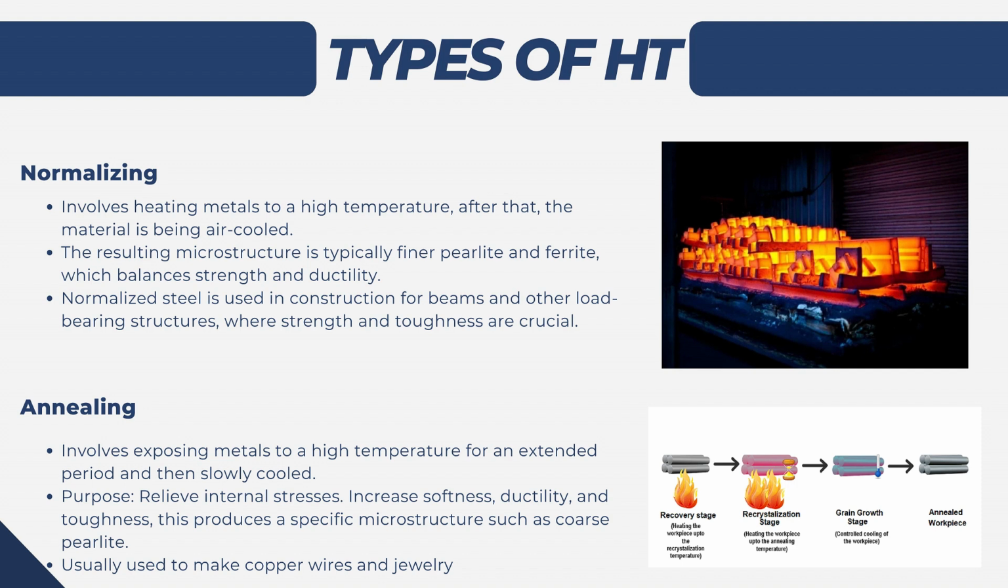So the annealing method involves exposing metals to a high temperature reaching the austenite form for an extended period, and then slowly cooling, or basically cooling with a specific rate of cooling. The purpose of annealing is to increase the softness, ductility, and toughness of materials. This produces a microstructure such as coarse perlite, which typically has a low hardness compared to other microstructures. The application of annealing in real life is usually to make copper wires and jewelry.